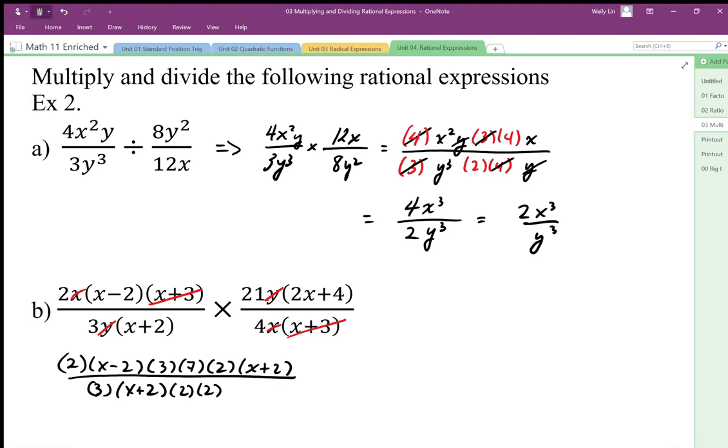So now I can cancel out some common factors again. The x plus 2's cancel out. I've got 2 times 2 divide 2, times 3 divide 3. Looks like everything in the denominator cancels out. And what's left in the numerator is a 7 times x minus 2. And I'm going to leave my answer in factored form.